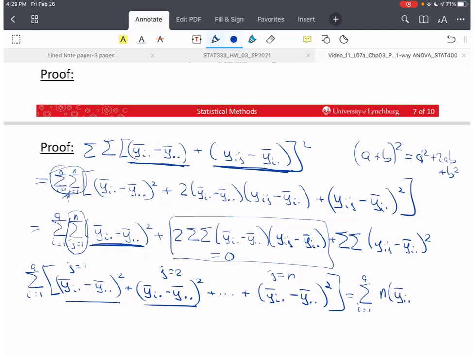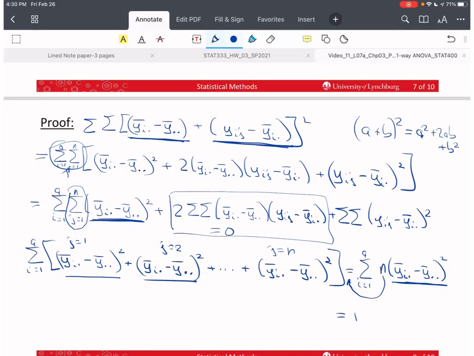yi dot bar minus y dot dot bar. Now I can bring the n out, but there is an i in this expression, and this is squared, so I can't ignore that. So for each value of i, this value could be different. So I can't simplify any further. So the first term becomes the sum from i equals 1 to a of n times yi dot bar minus y dot dot bar squared.